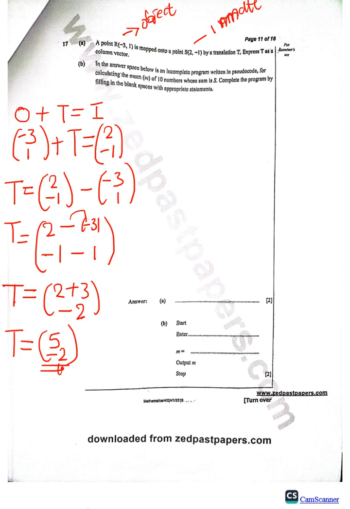Now let's move on to question B. In the space below is an incomplete program written in pseudocode for calculating the mean m of the 10 numbers whose sum is s. Complete the program by filling in the blank spaces with appropriate statements. So let's look at the first one here. Enter. So we enter the input. Here our input is 10 numbers. We don't know which numbers these are, so we just say enter 10 numbers.